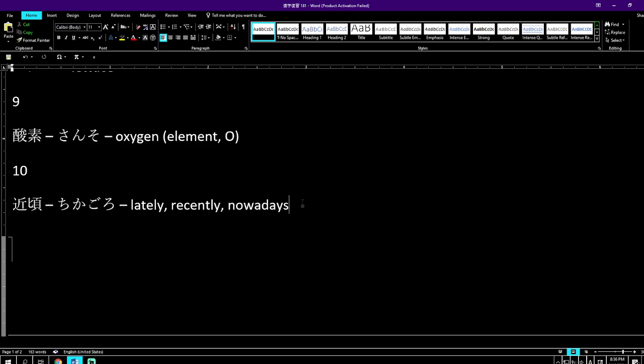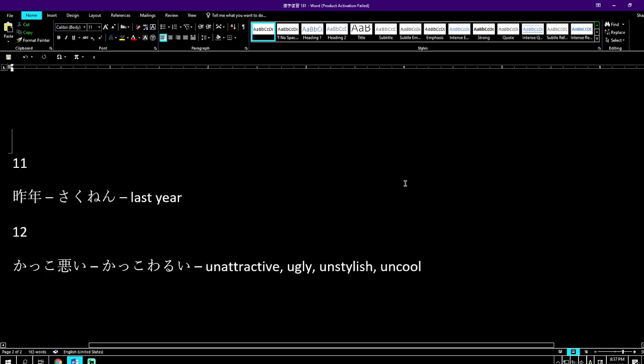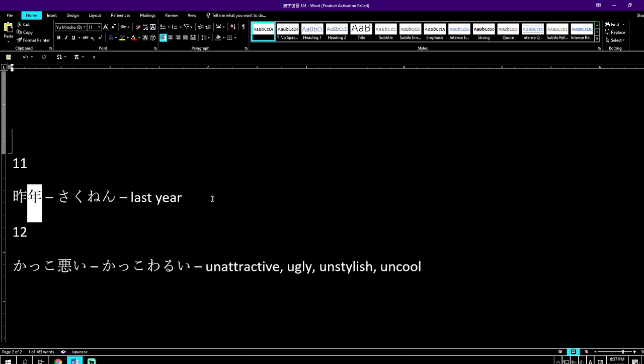Chikagoro. Lately, recently, or nowadays. Number 11. Sakunen is last year. Saku is before, and nen is year. Another word for this is kyonen, but you can also call it sakunen. Last year, sakunen.